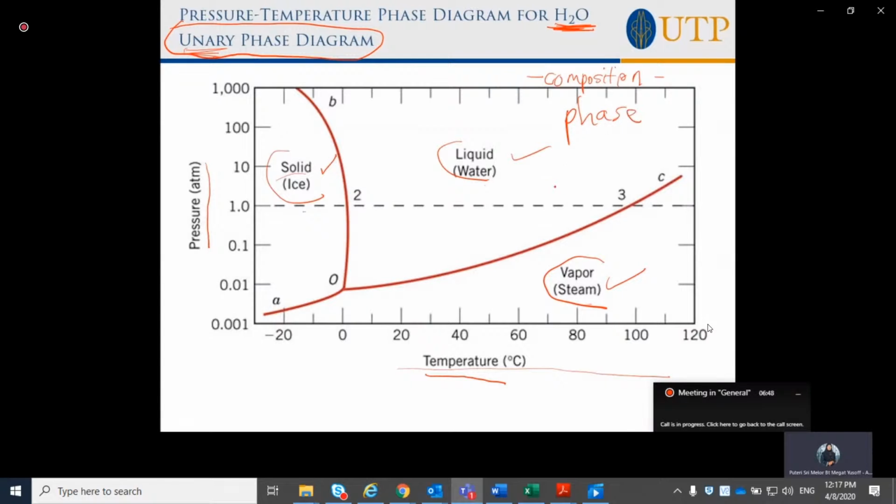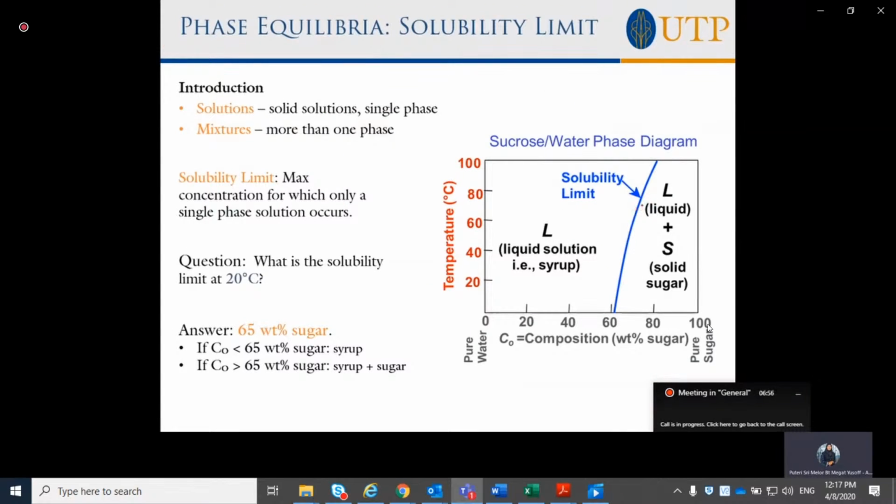Okay, so there are three phases for the system: solid, liquid, vapor. Now, this is simple. Okay, let's move on and see the other types of phase diagram.